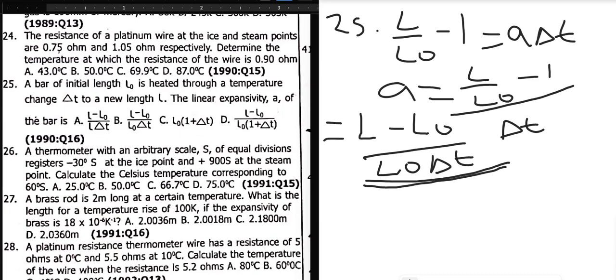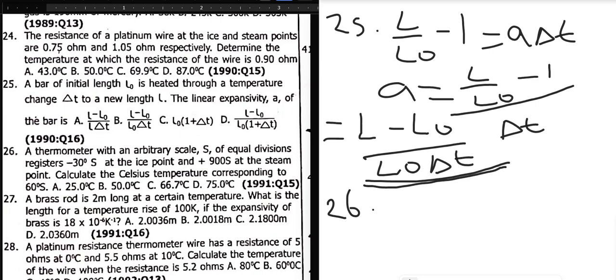So let's go to 26. 26 says that a thermometer with arbitrary scale S of equal divisions registers minus 30 degrees S at the ice point and plus 90 degrees S at the steam point. Calculate the Celsius temperature corresponding to 60 degrees S. So when it's 60 degrees S, what will it be?